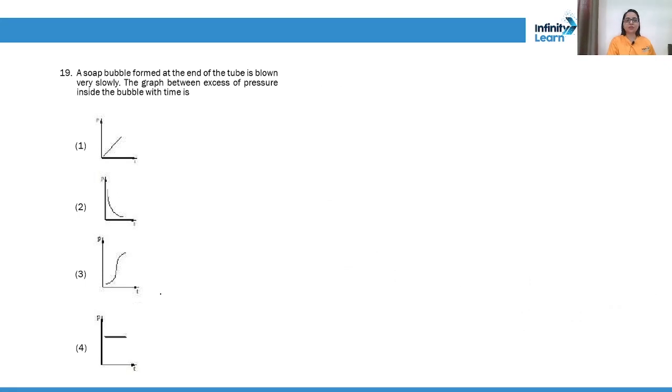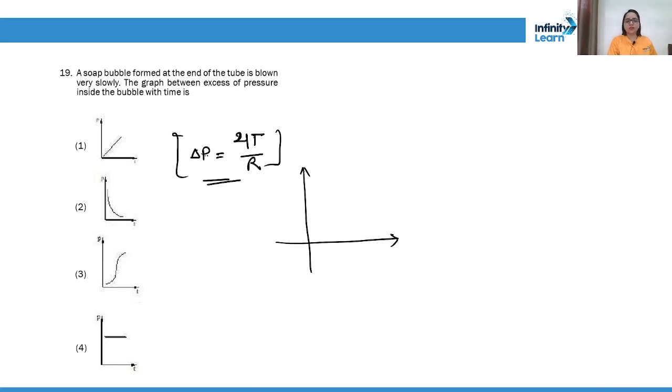Question number 19. A soap bubble formed at the end of a tube is blown very slowly. The graph between excess pressure inside the bubble with time is. So, excess pressure can be written as 4T upon R, and excess pressure is inversely proportional to radius. If you are blowing this soap bubble very slowly, then if radius increases, excess pressure decreases, because excess pressure is inversely proportional to r. Fine. So using this relationship, you can see that the relation will be a rectangular hyperbola, which is option 2.